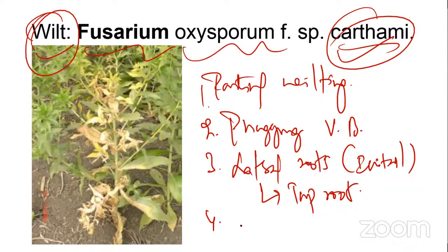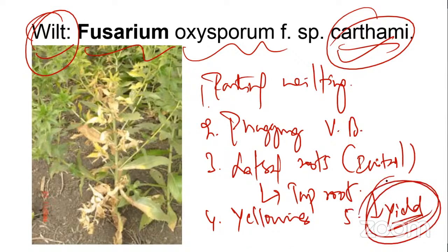Right? Then you can see yellowing, and anyway the yield will be drastically reduced, right? So this is how you can differentiate.